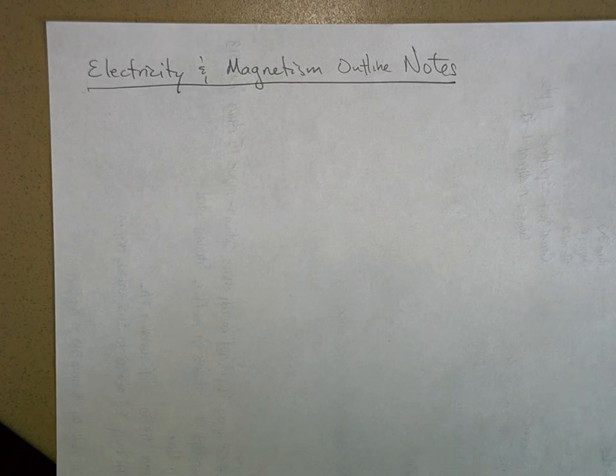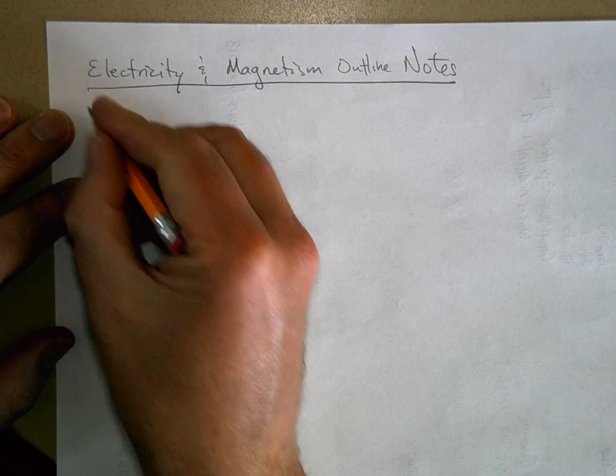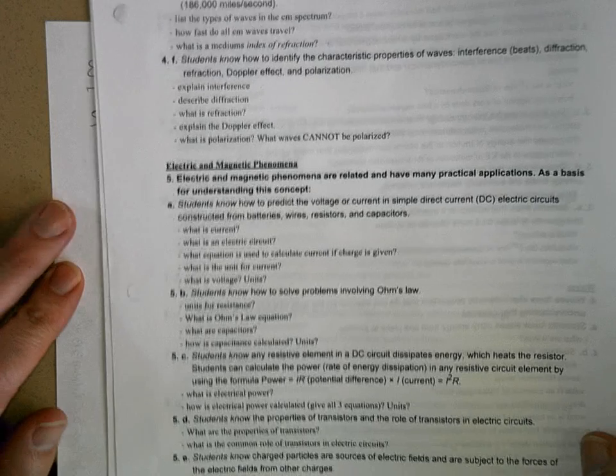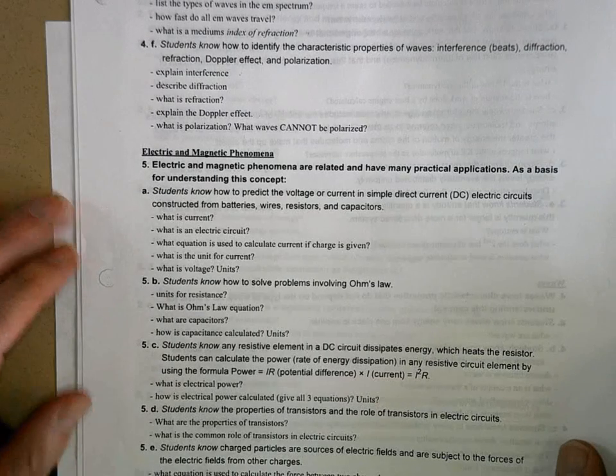So here we go. 5A. Well, here's the outline right here.